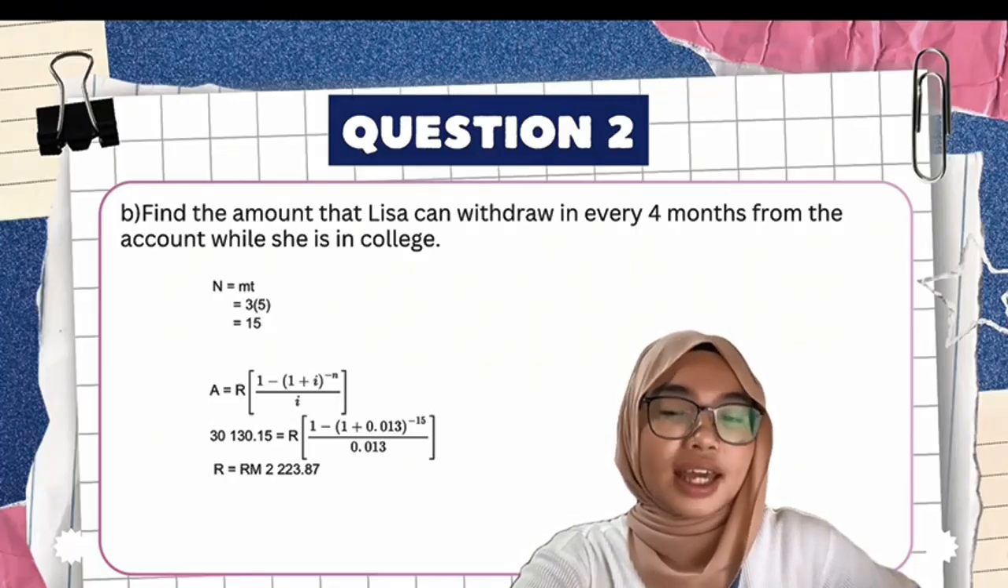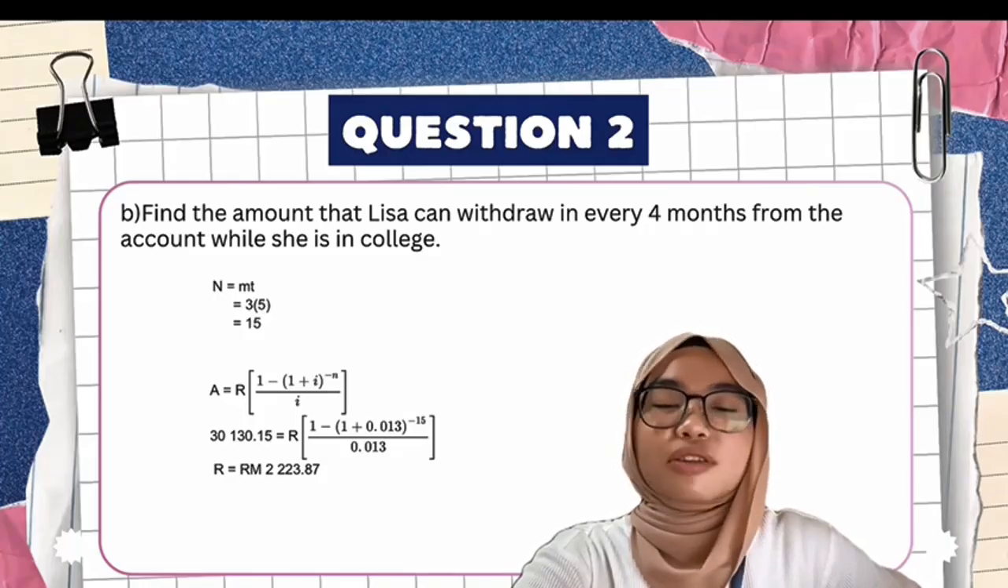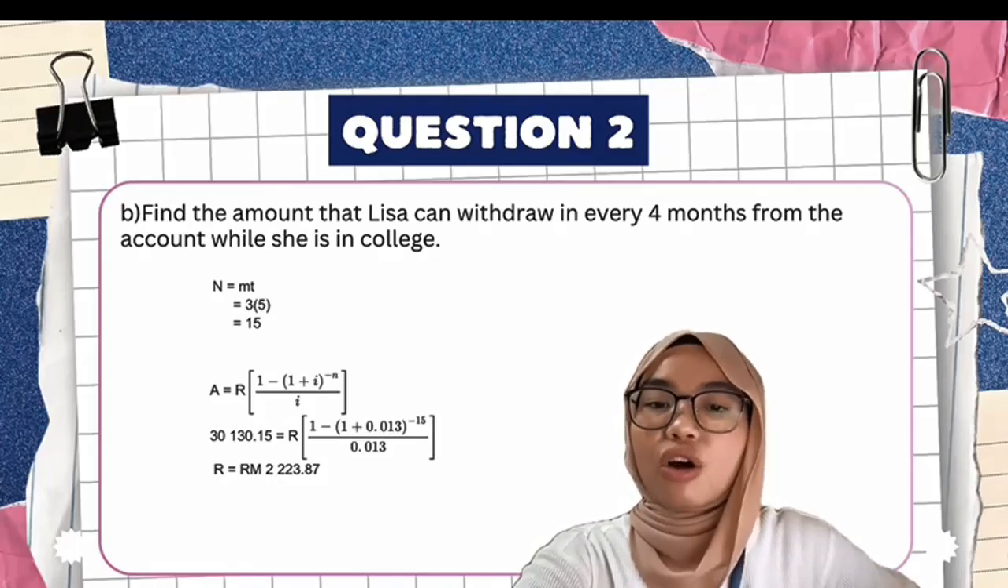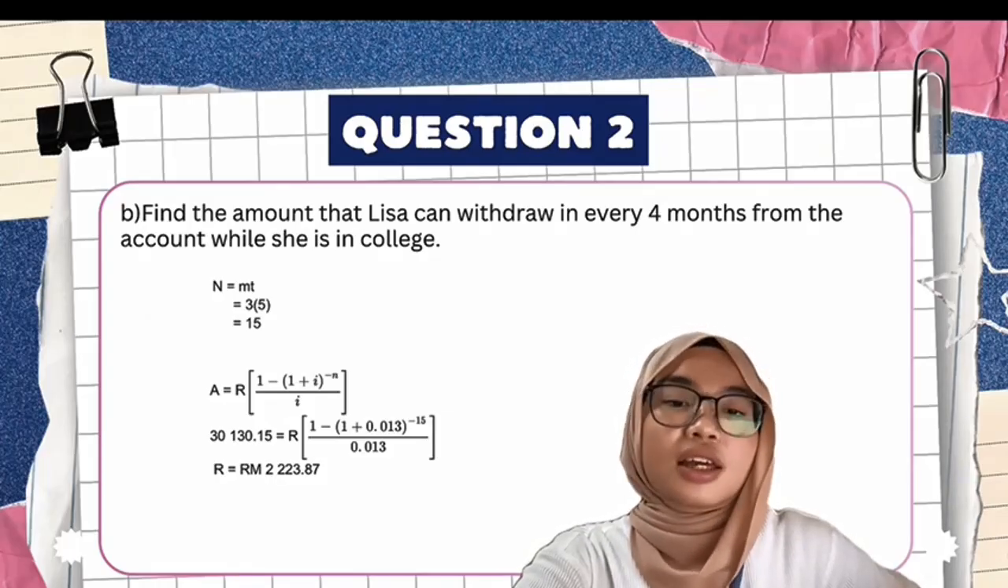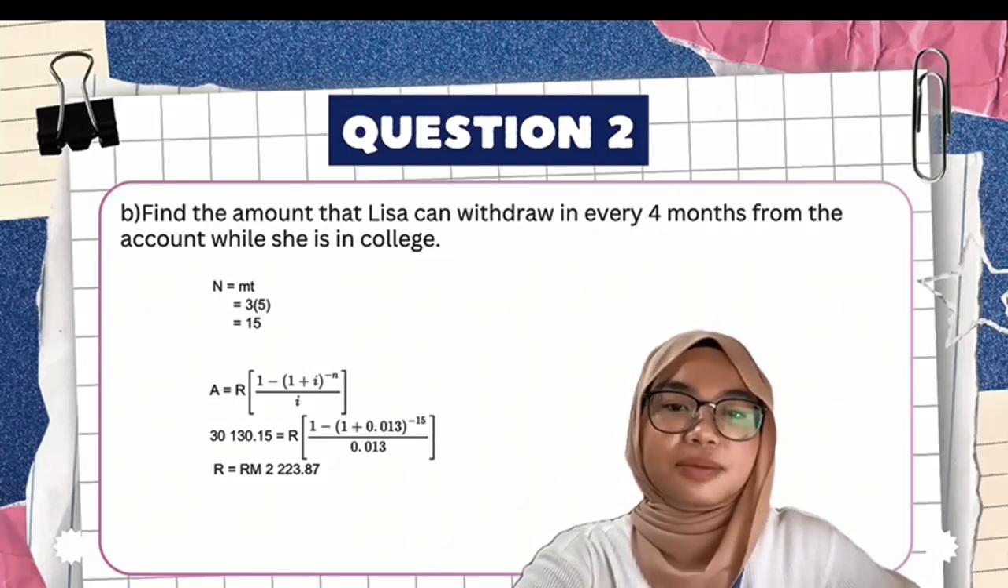Substituting the known values A, which equals 30,130 ringgit and 15 cent, i equals 0.013 and n equals 15 results in the equation 30,130 ringgit and 15 cent equals R[1 − (1 + 0.013)^(−15)] over 0.013. Solving this equation gives the periodic payment R, which is equal to 2,223 ringgit and 87 cent.